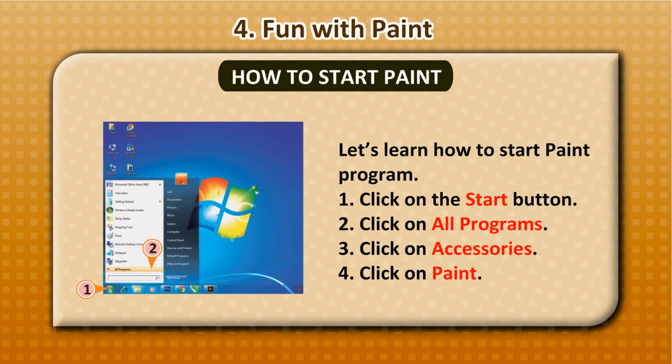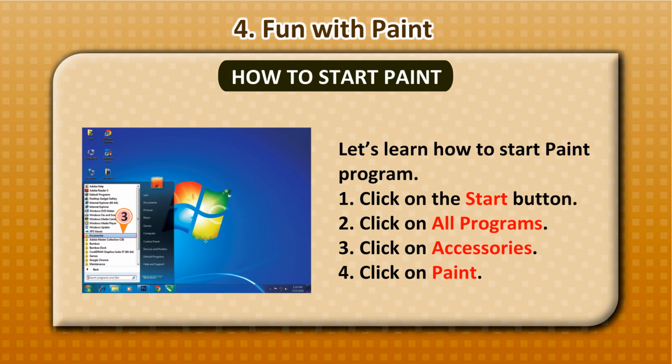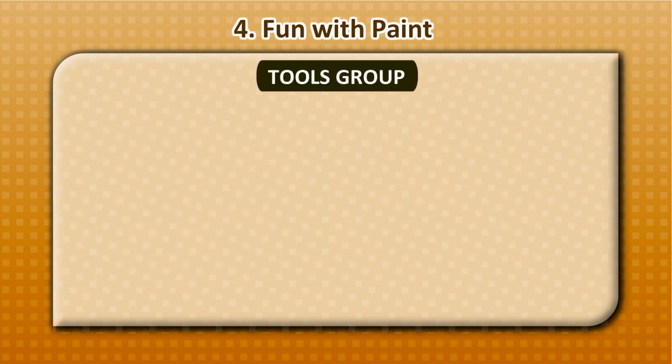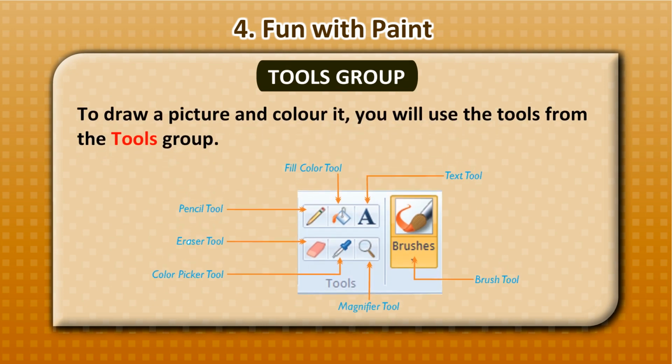Let's learn how to start the Paint program. 1. Click on the Start button. 2. Click on All Programs. 3. Click on Accessories. 4. Click on Paint. Tools group. To draw a picture and color it, you will use the tools from the tools group. Fill color tool, text tool, pencil tool, eraser tool, color picker tool, magnifier tool, brush tool.